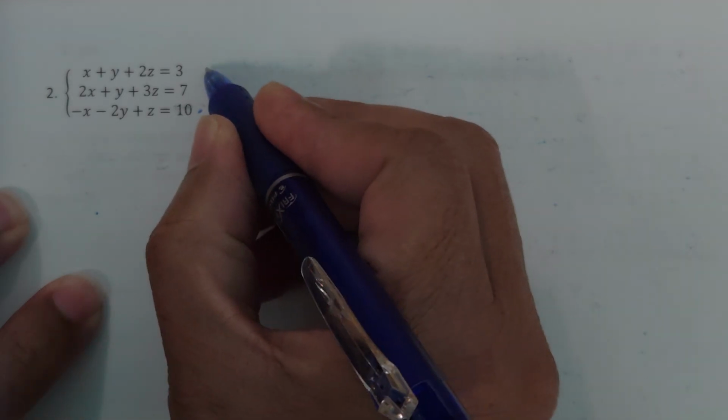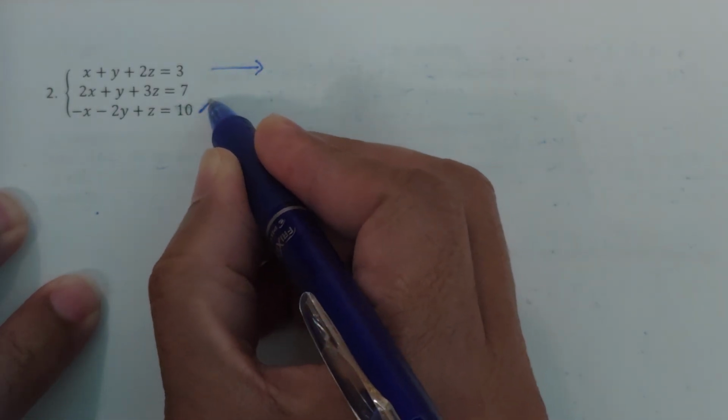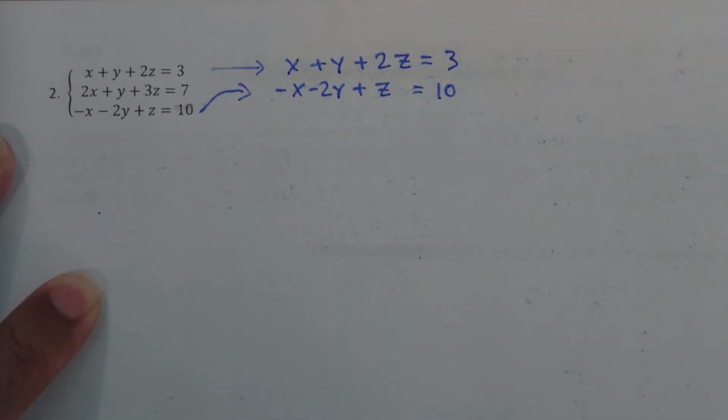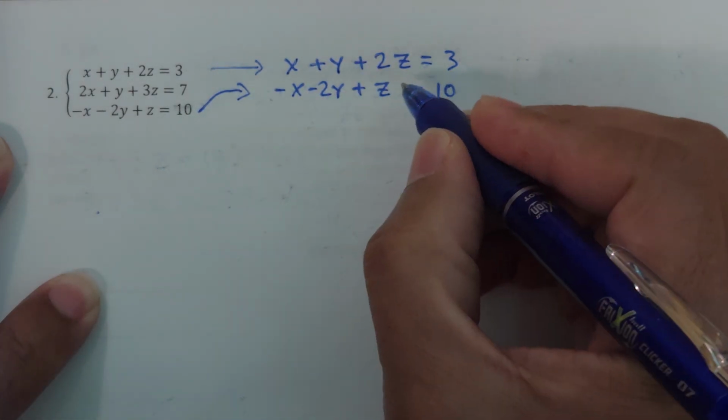Hi everyone, this is part 2 of the lesson on solving systems of equations with three variables by elimination. So what I am going to do, and I'm going to pause the video here, but I'm going to tell you what I'm going to do next. I'm going to take the first equation and also the third equation, and I'm going to copy them here. So all I've done is I copied equation number 1 and number 3, and you'll see why in a moment.